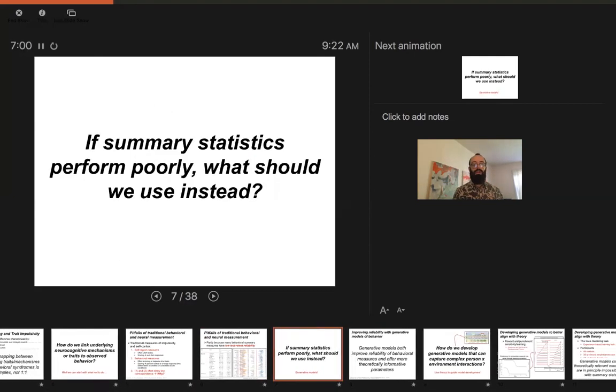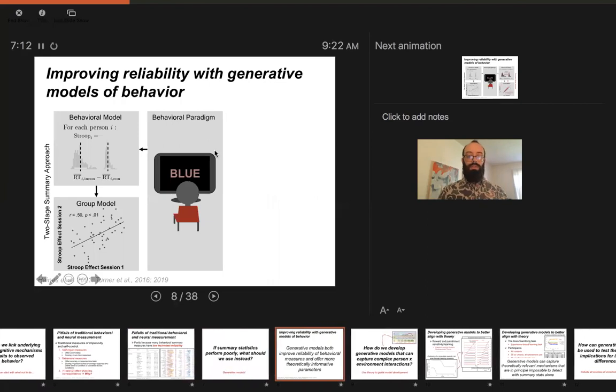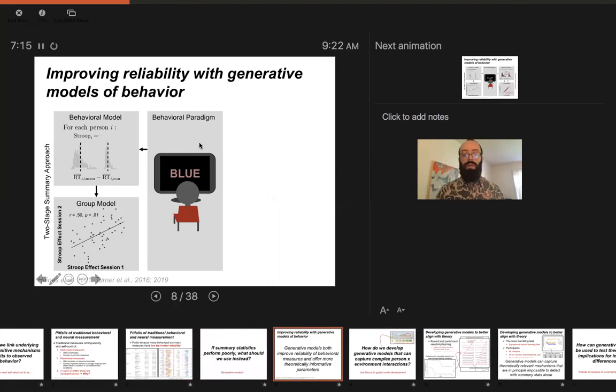And so the question is, well, if summary stats perform poorly, then what do we do instead? And so what I've proposed is that we should use what I call generative models. And I'll describe what that is here. First, let's set the context. So if you come into the lab and go through a behavioral paradigm, a behavioral task, it might look something like this.